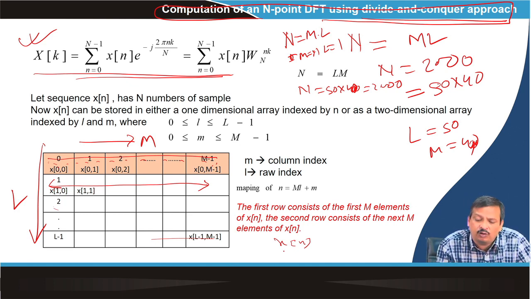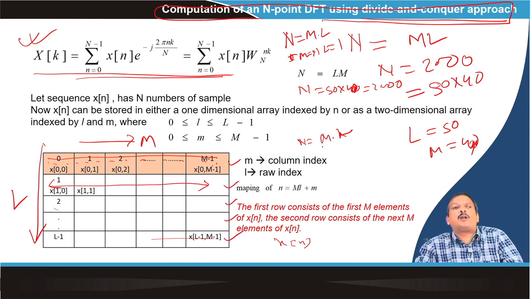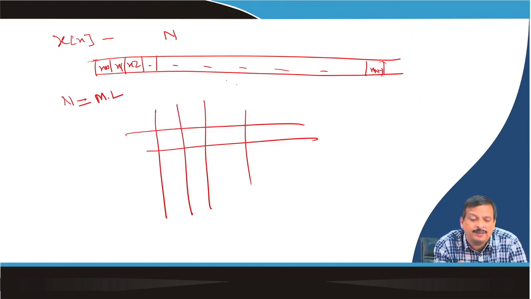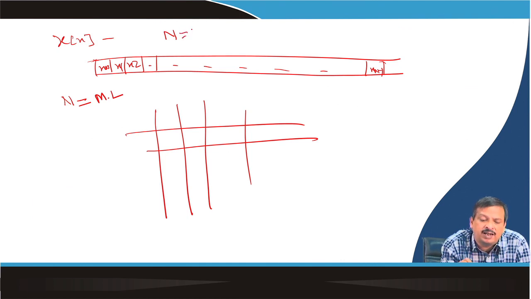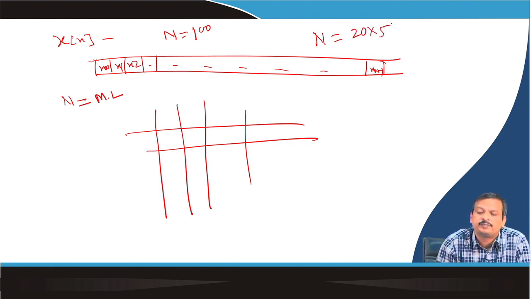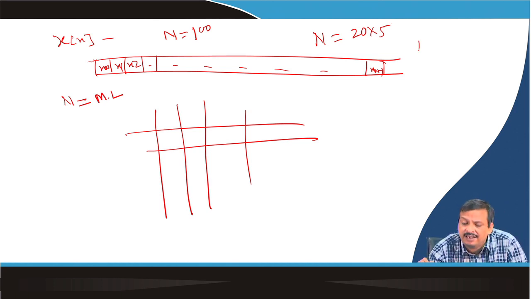So, if n is equal to m into L, then I can say that there will be L number of rows required to store the n number of samples. For example, suppose I have x of n, or n is equal to, let us say, 100, and I divide it into, let us say, 20 into 5. So, m is equal to 20 and L is equal to 5.